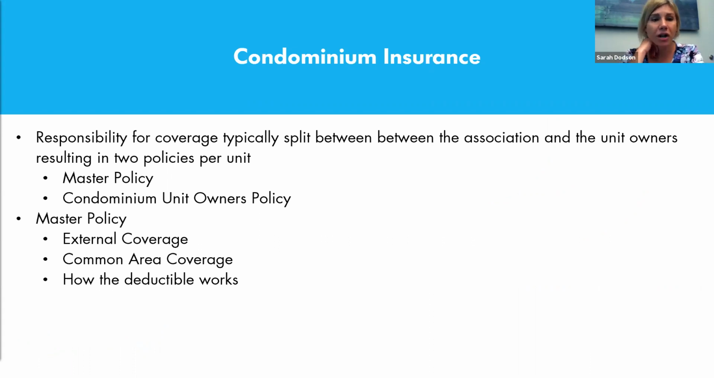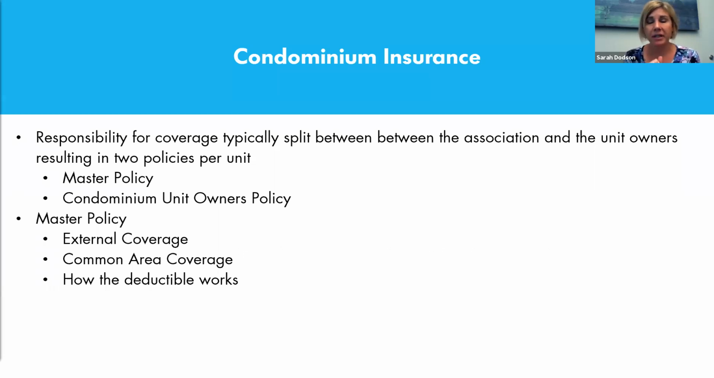So first off, we're going to talk about condominium insurance. As you can see on the screen, the responsibility for coverage on condo insurance is typically split between the condo association and the unit owners, resulting in 2 policies per unit. The unit owner would be the person who owns the condo and lives inside of it. So you have the master policy and the condo unit owners policy.